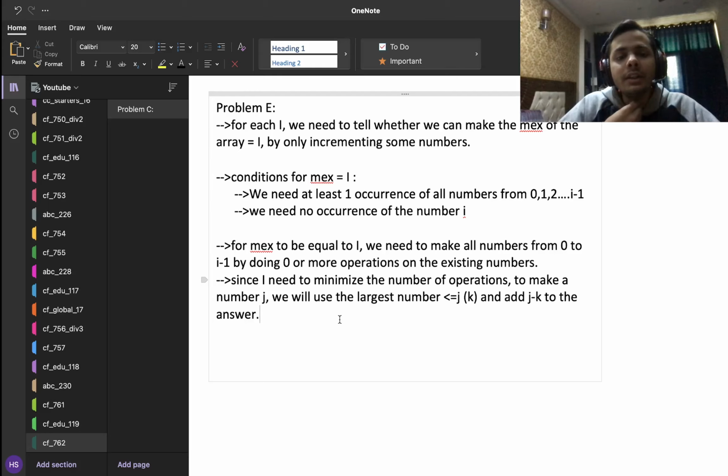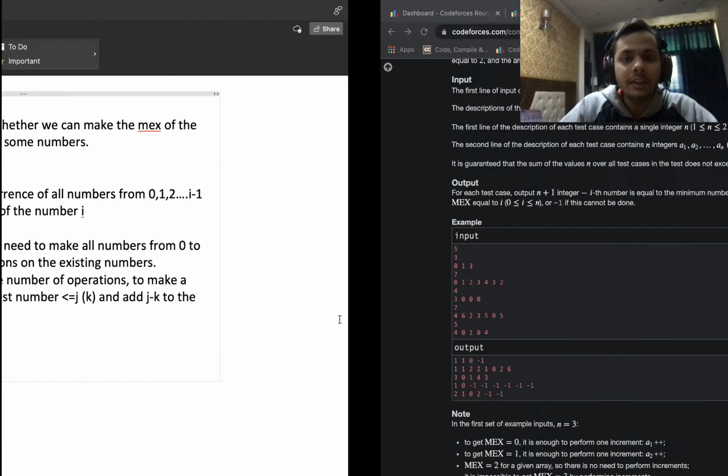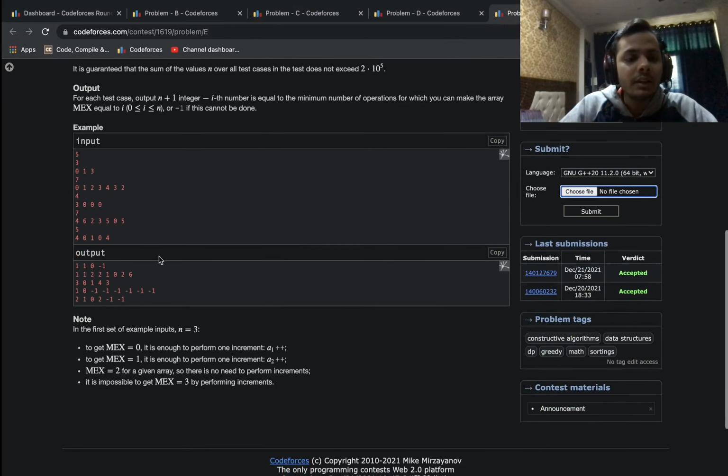And also for all the other indexes, the answer is going to be minus 1. This is a very noticeable thing even from the test cases. The non-zero answers form a prefix, and the non-minus 1 answers form a prefix, and all the minus 1s form a suffix. And that is a fairly intuitive observation.